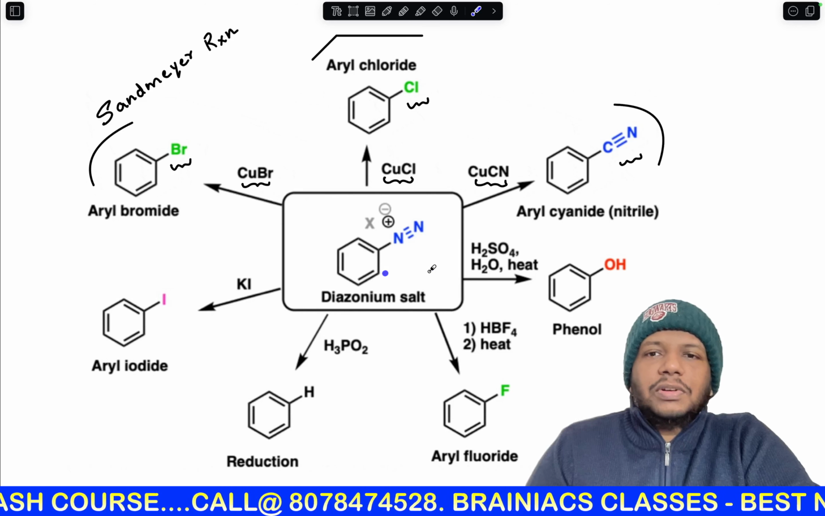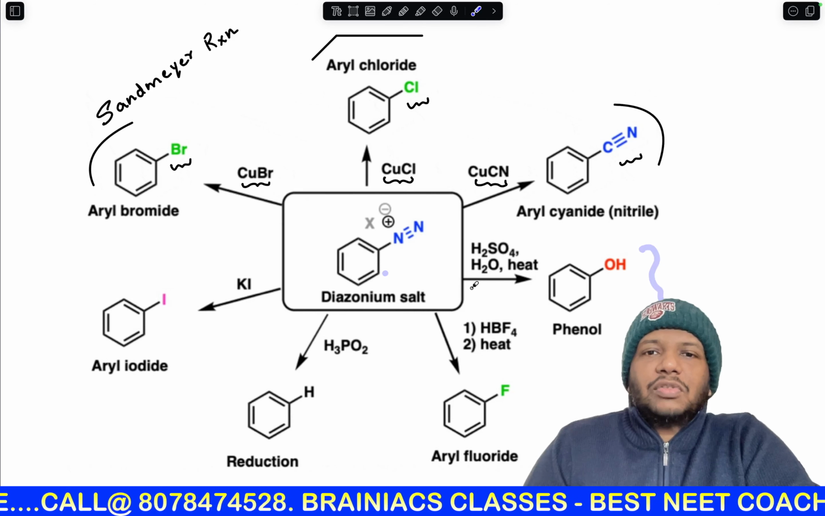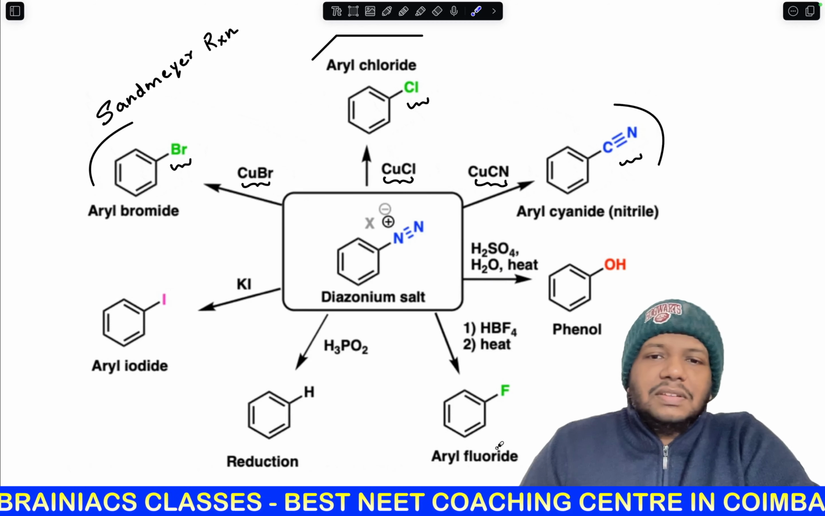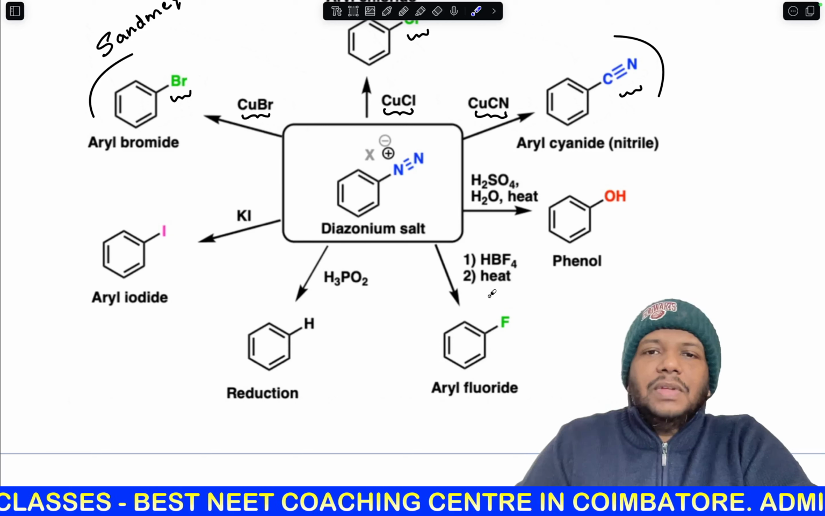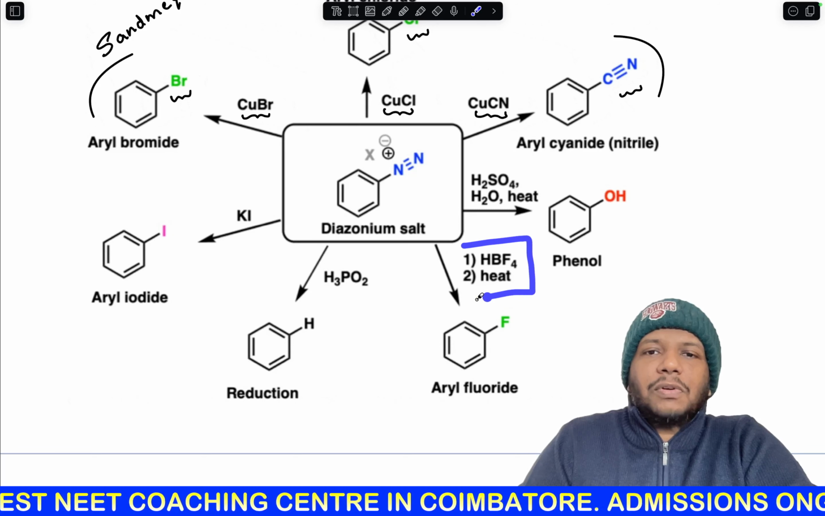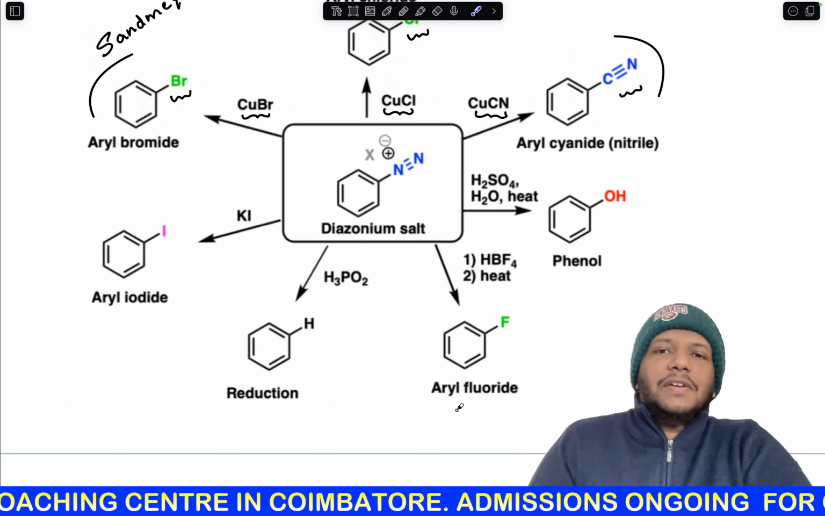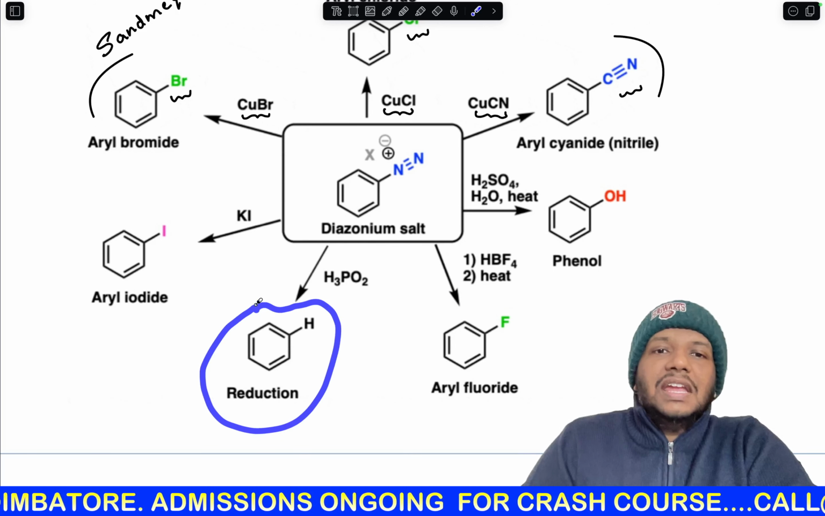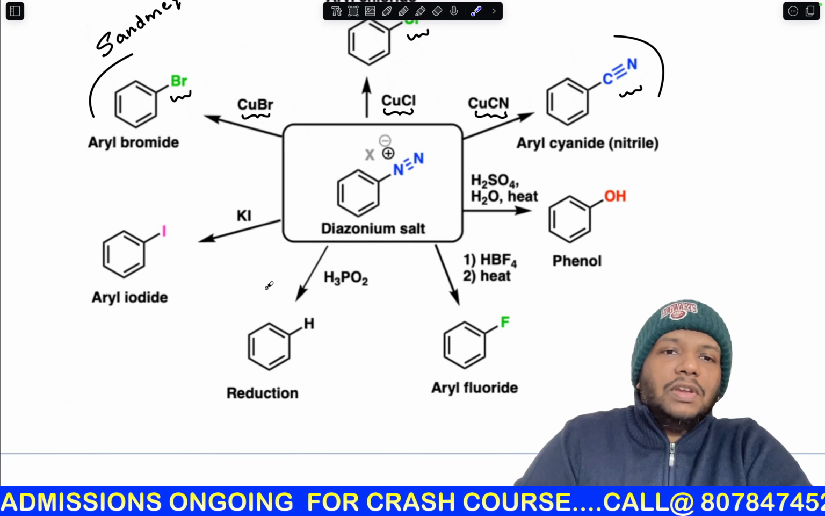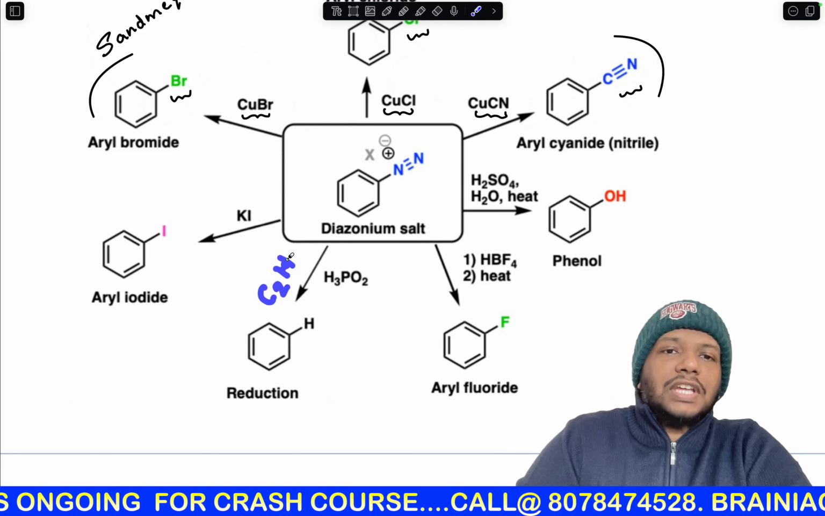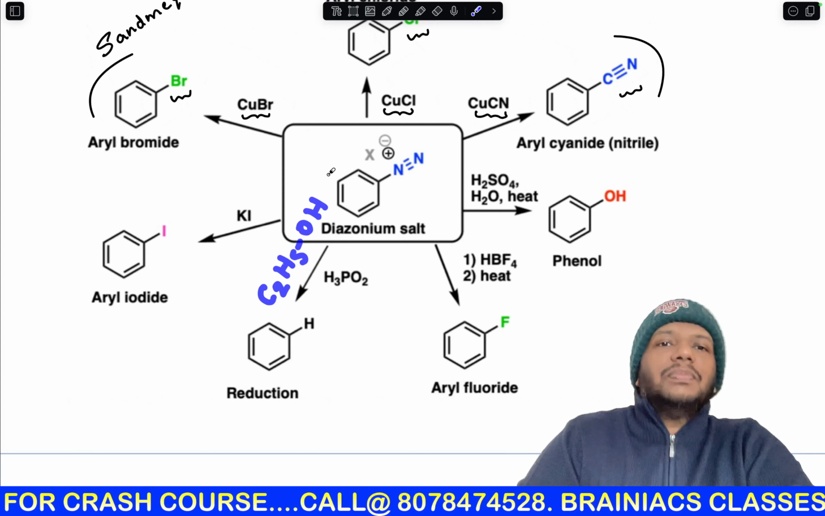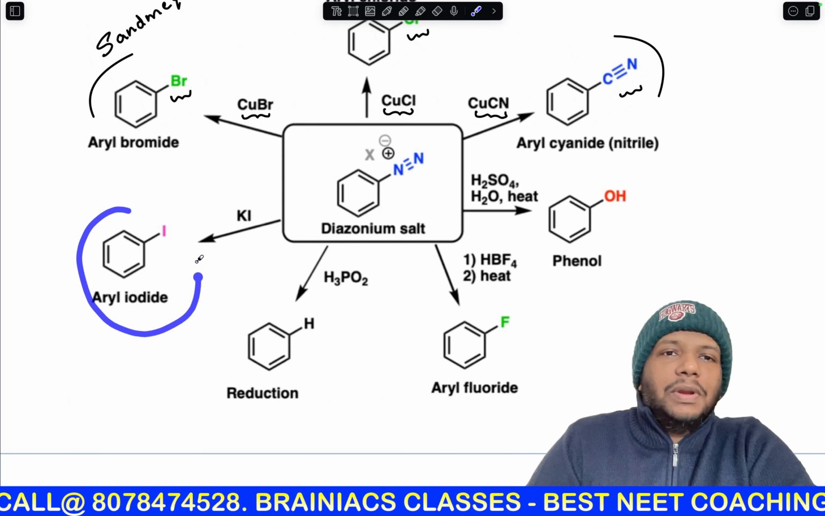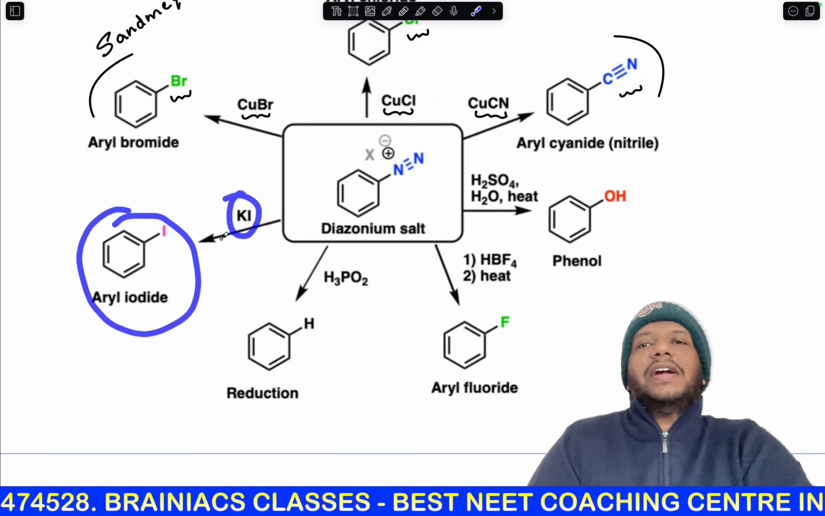You can see diazonium salt can be converted to phenol when it is treated with water or sulfuric acid and heated. This is also converted to fluorobenzene if you treat it with HBF4, fluoroboric acid. Next, this is converted to benzene in the presence of H3PO2, or you can use C2H5OH, ethanol. That is also possible. This was a question in NEET last year. And the last one is iodobenzene if you treat it with potassium iodide.